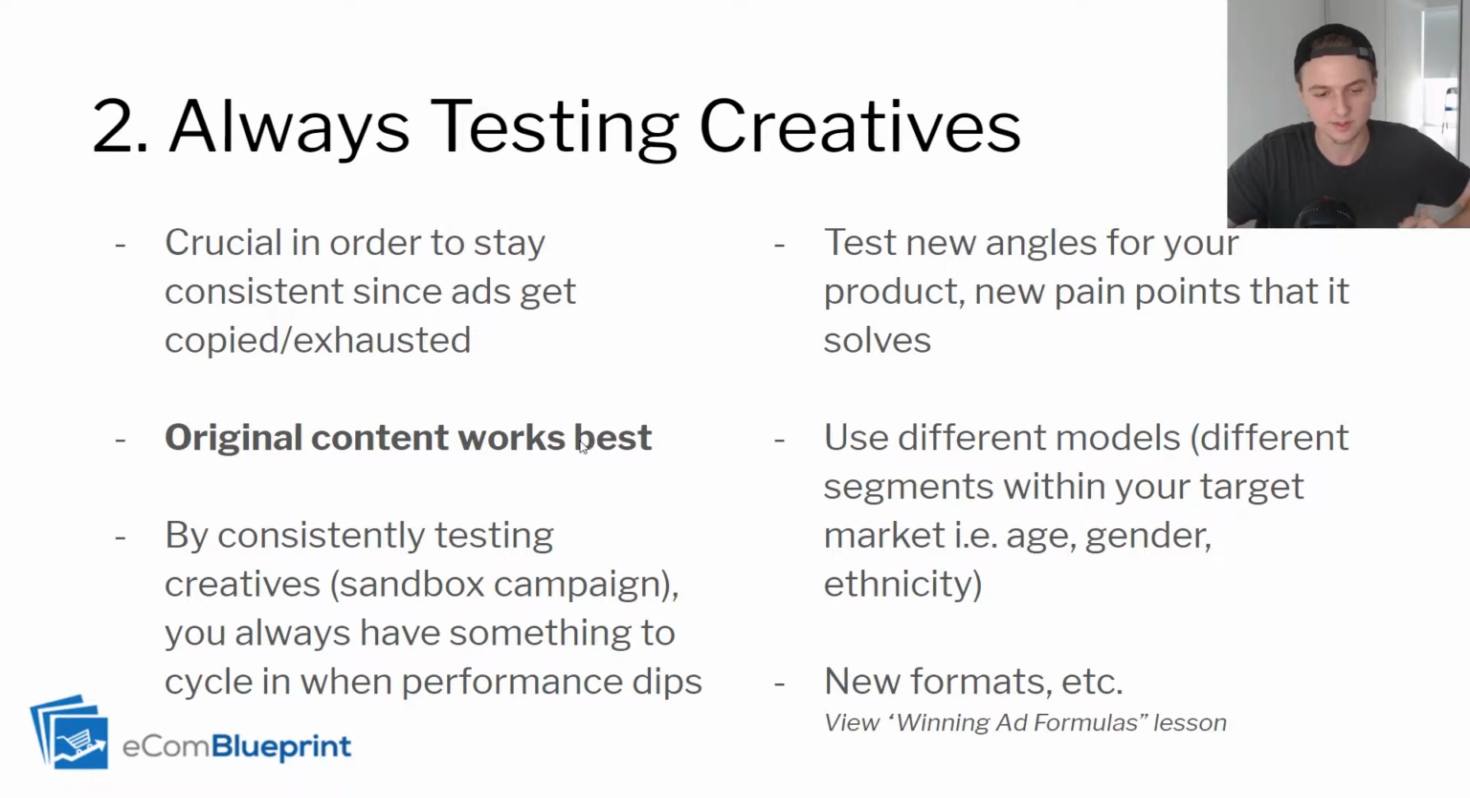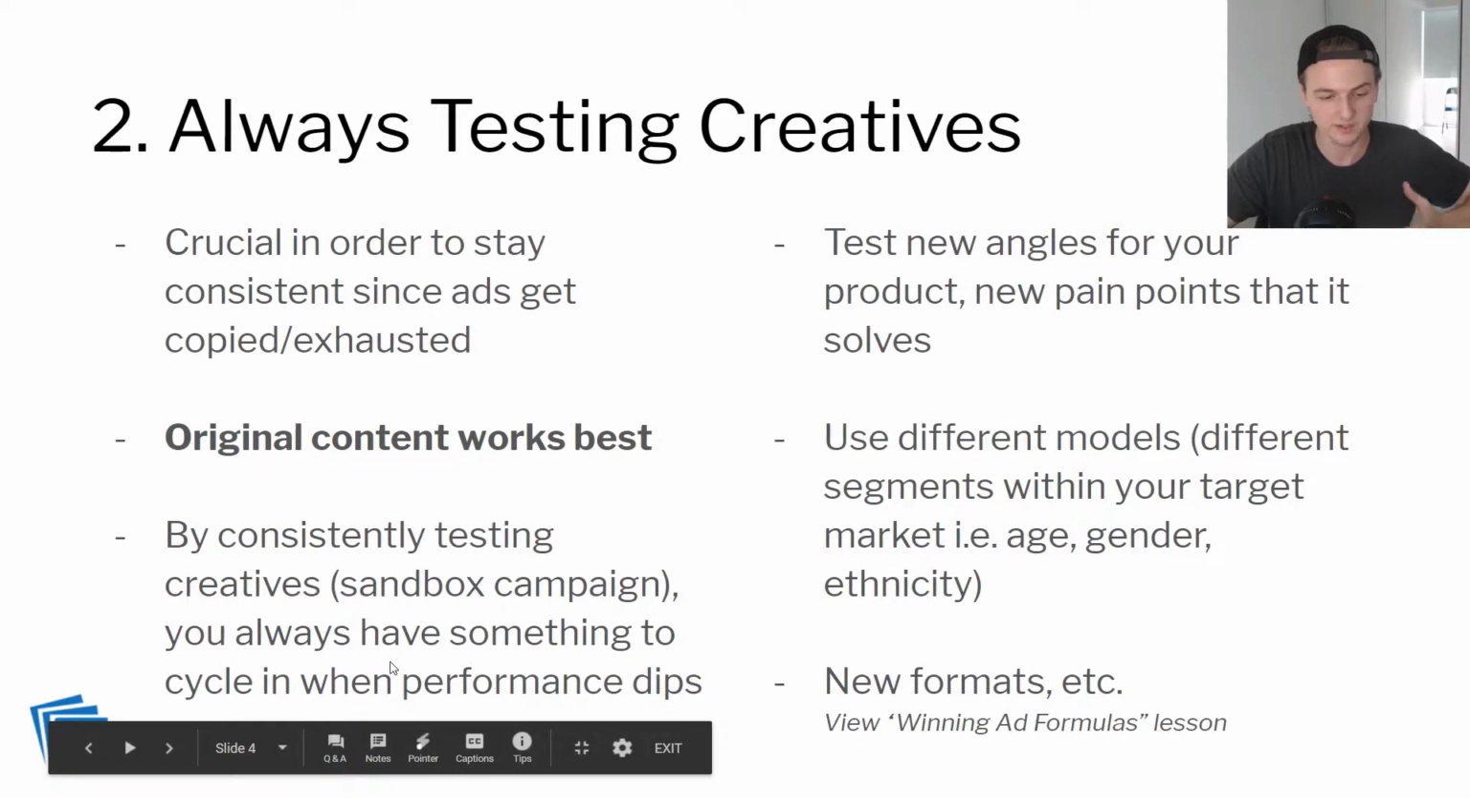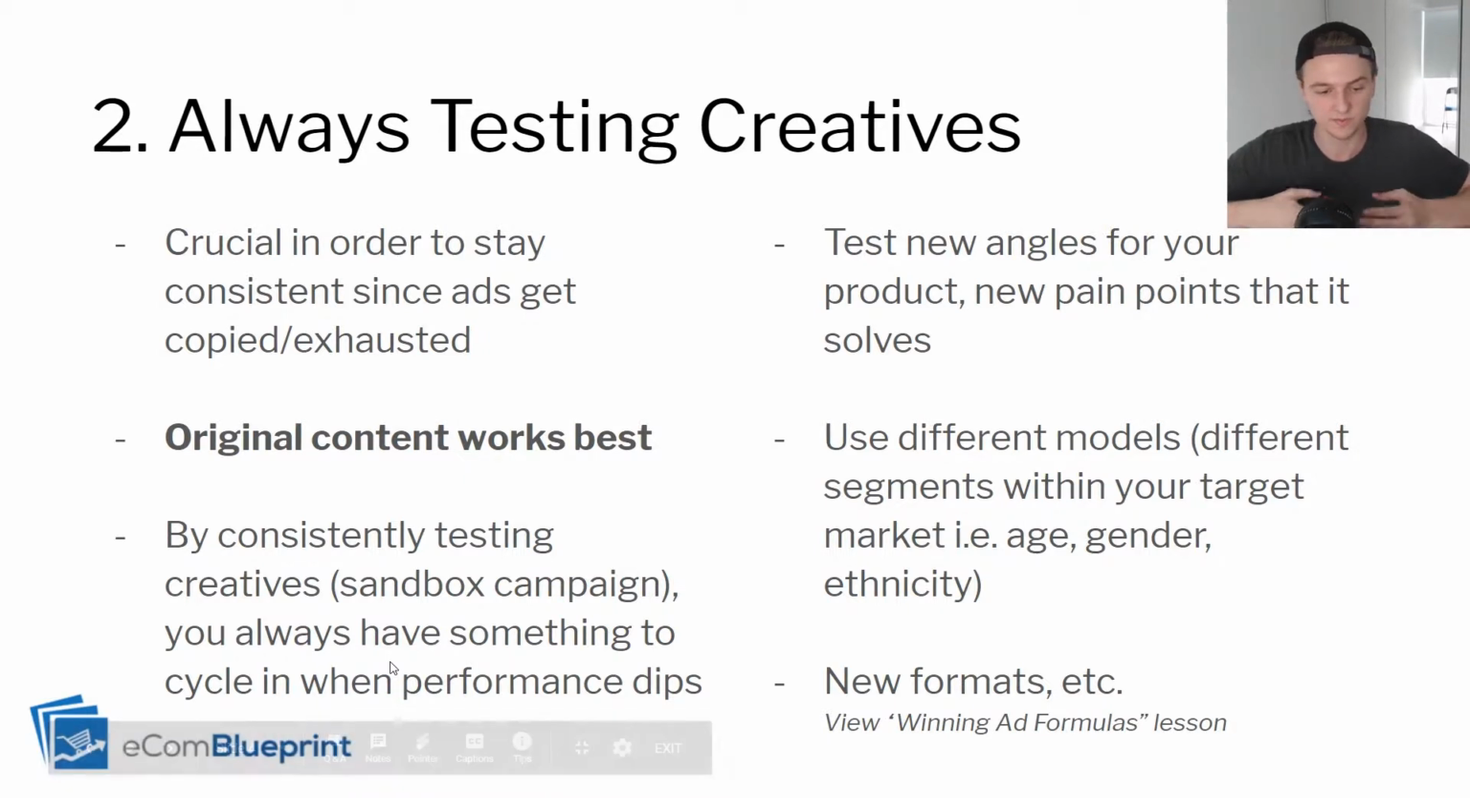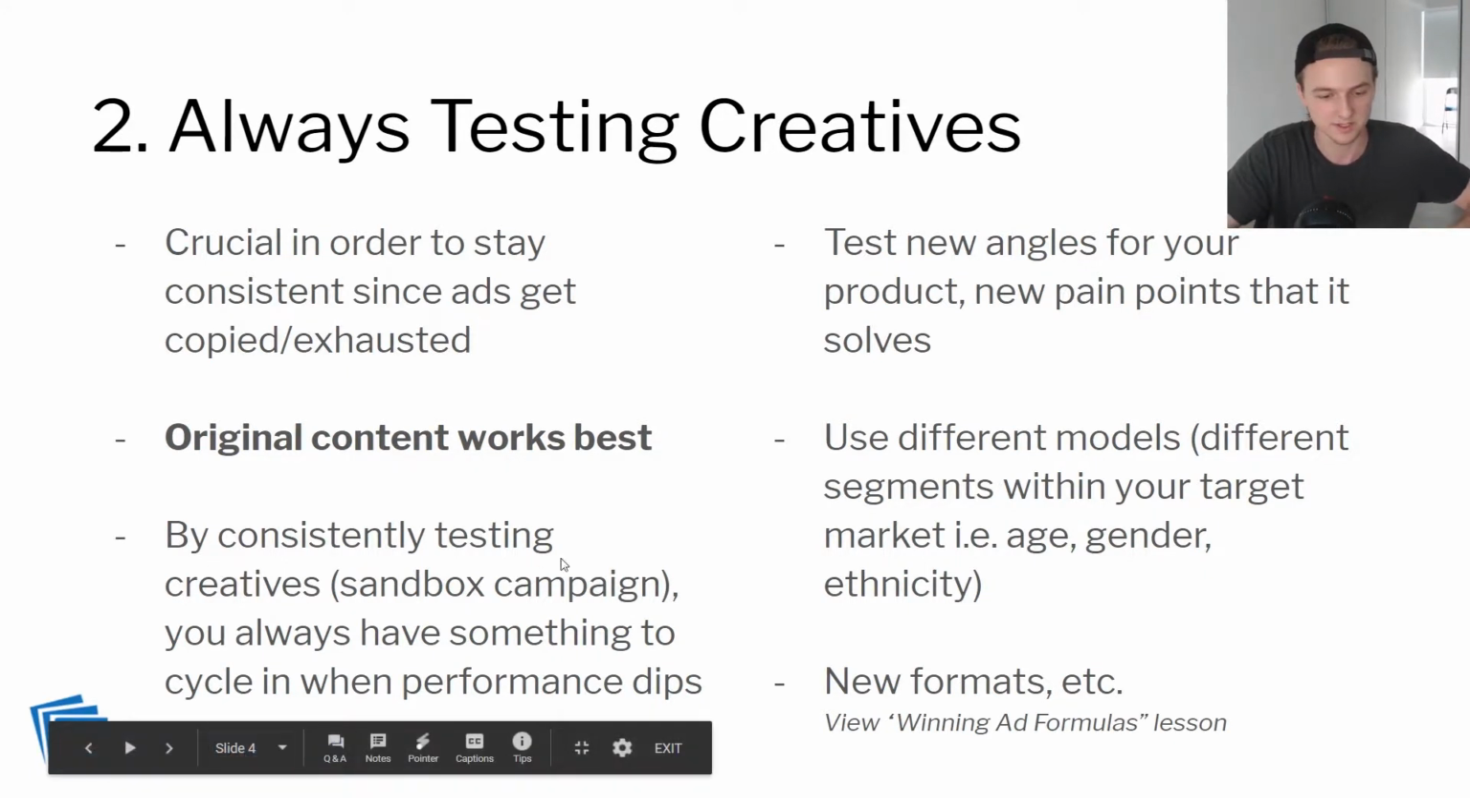I've mentioned this before, so reinvest into content. There's a whole lesson about that. By constantly testing creatives in your sandbox campaign, you'll always have something to cycle in when performance dips, right? So that helps a lot with consistency. If your campaigns start performing really poorly, then you can just cycle something in from your sandbox campaign, and that might just reset the performance, right? And so this is very key to stay consistent.